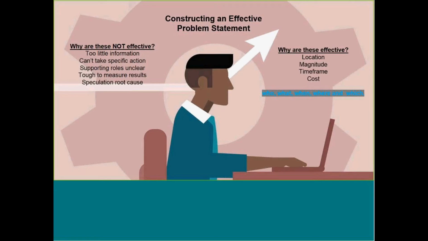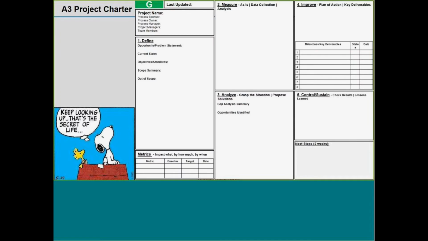Things we do want to include in our problem statement is to make sure that we're clear on where it's happening, the magnitude of it, time frame, and cost. A good thing to think of is the who, what, when, where, and which aspect of the problem we are talking about.